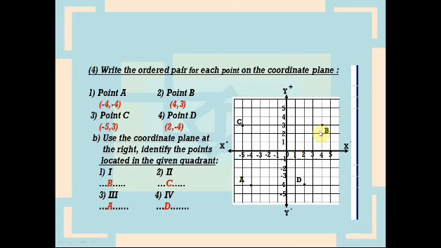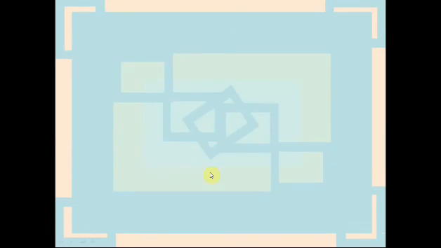And we have point B in quadrant 1, point C in quadrant 2, point A in quadrant 3, and point D in quadrant 4. This is the end of our lesson.